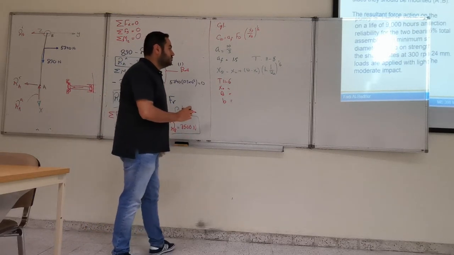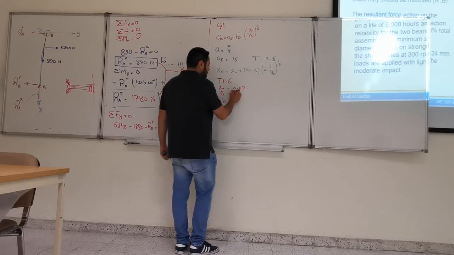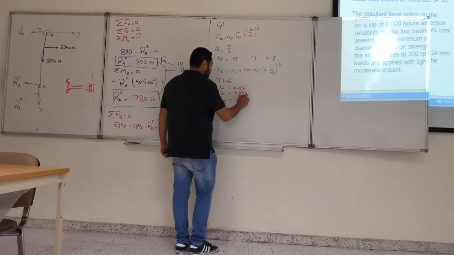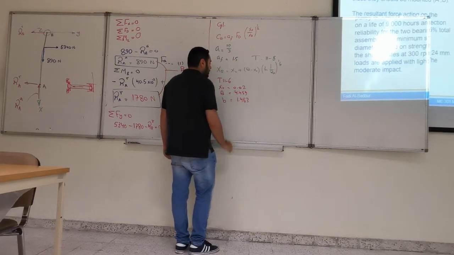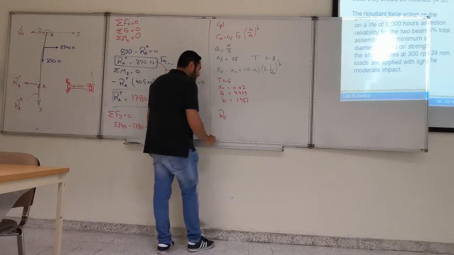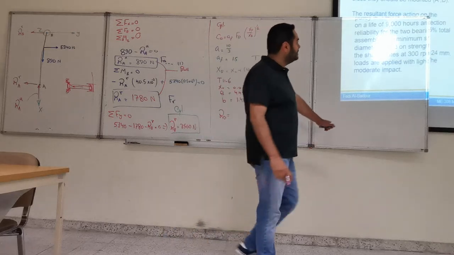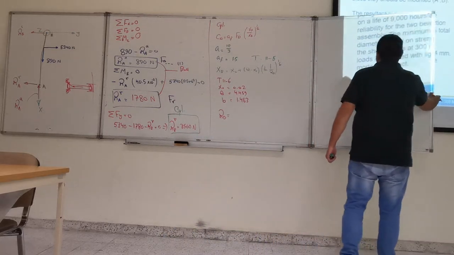Yalla shabab, X naught equals to? 0 minus 2. Theta? 1.459. B? 1.4. Okay. Now we come to RD. What does RD equal to? This is desired reliability. Tell me. You have this statement here.